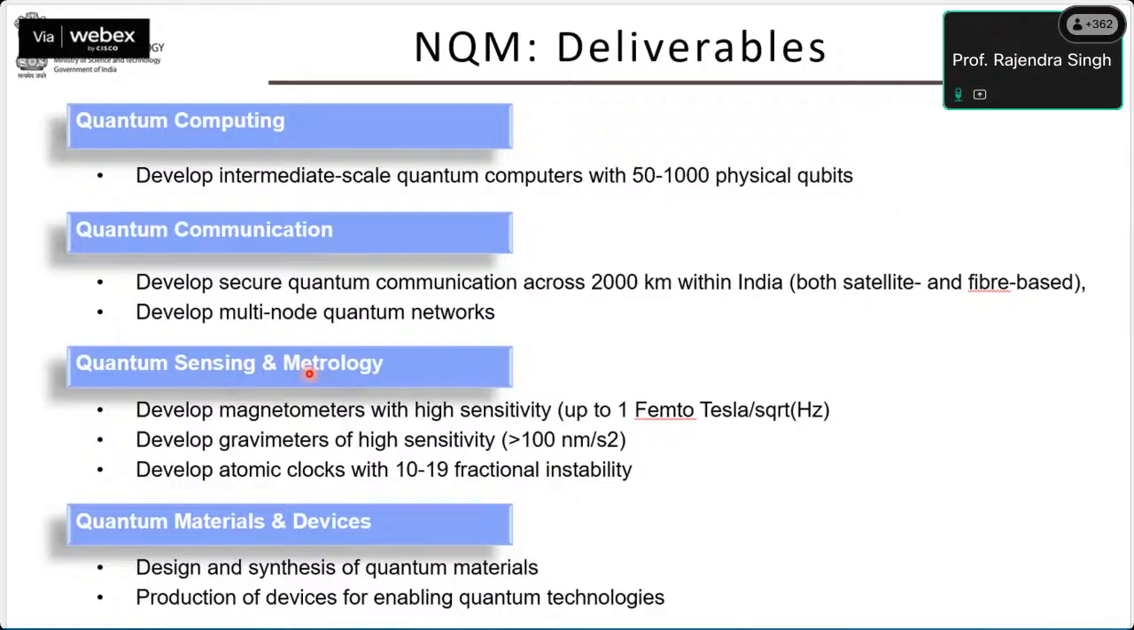Under quantum sensing and metrology, there is a development of a magnetometer, but a magnetometer with a particular value of sensitivity, which, let us say in this case, is about 1 femtotesla per square root hertz. Then development of gravimeters of very high sensitivity, or development of atomic clocks with 10 to the power minus 19 fractional instability. So this is, let's say, going into the extreme of the technology. That is what I mean to say.